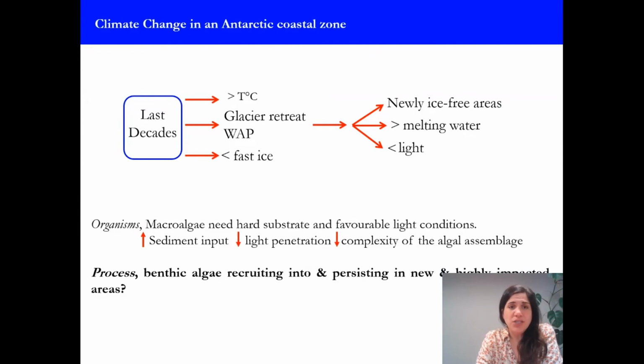So we know that macroalgae need hard substrate and good light conditions to grow and settle. And with an increase of sediment input, there is less light penetration, and it has been reported a reduced complexity in the algal assemblages in these areas that are impacted by the glacial retreat and melting. So our question is, are algae not only colonizing but also persisting in these new and highly impacted areas?